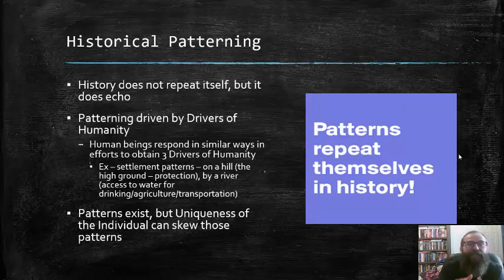Now, this patterning is driven to a large degree by those drivers of humanity that we just got finished talking about. Humans respond in similar ways in efforts to obtain those three drivers of humanity. An example of this is in settlement patterns, and this is particularly evident in early human history. Generally, settlements are formed on a hill. That provides protection, the high ground.